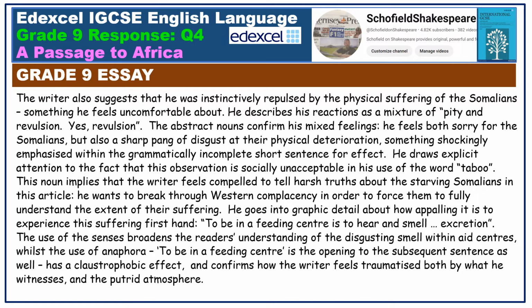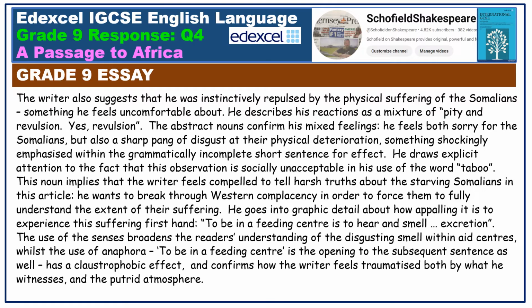The writer also suggests that he was instinctively repulsed by the physical suffering of the Somalians, something he feels uncomfortable about. He describes his reactions as a mixture of pity and revulsion. Yes, revulsion. The abstract nouns confirm his mixed feelings. He feels both sorry for the Somalians, but also a sharp pang of disgust at their physical deterioration, something shockingly emphasised within the grammatically incomplete short sentence for effect.